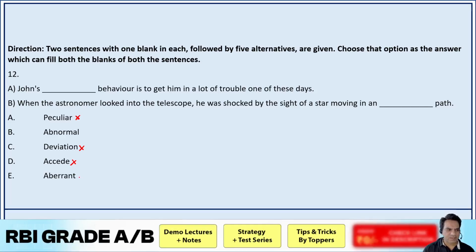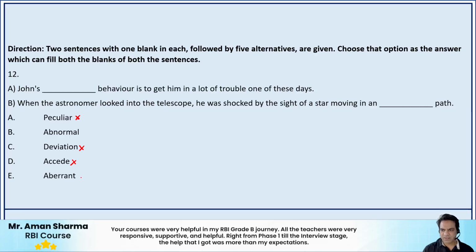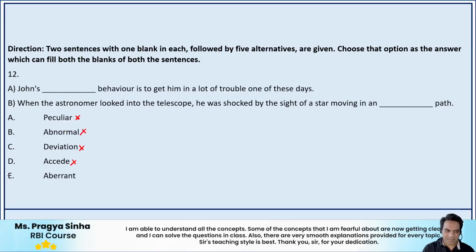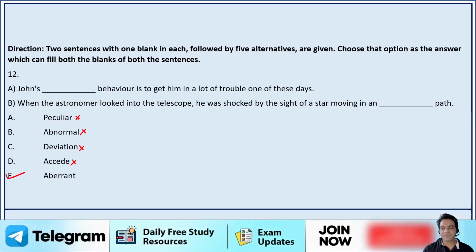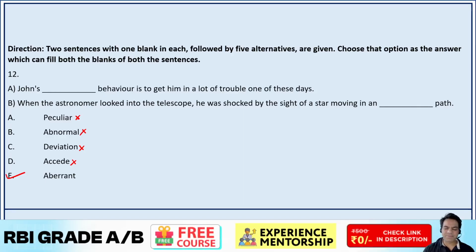Both can fit here. But in the second sentence, when the astronomer looked into the telescope, he was shocked by the sight of a star moving in an abnormal path or aberrant path. See, guys, we don't have stars moving in an abnormal path. Aberrant is the right word. Aberrant is a deviated path, not functioning on the usual path that it moves. And John's aberrant behavior means deviated behavior, changed behavior.